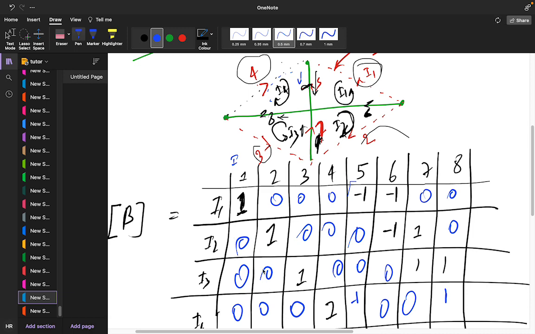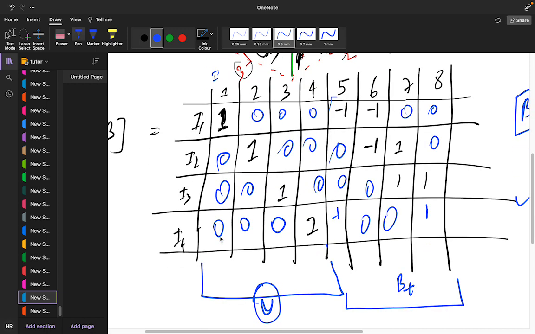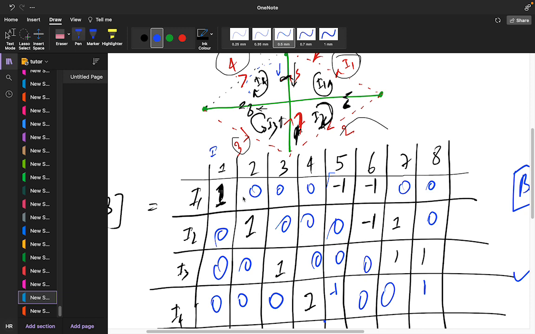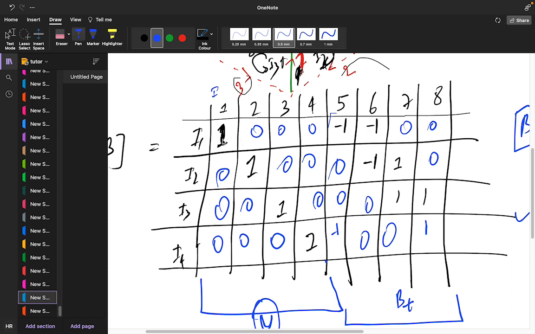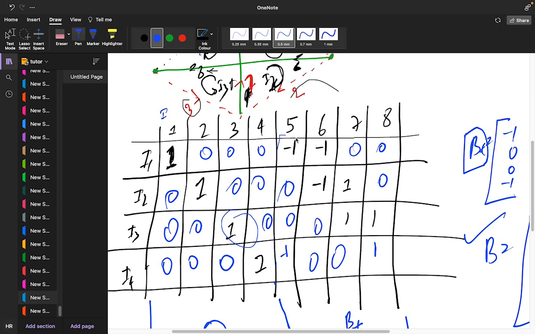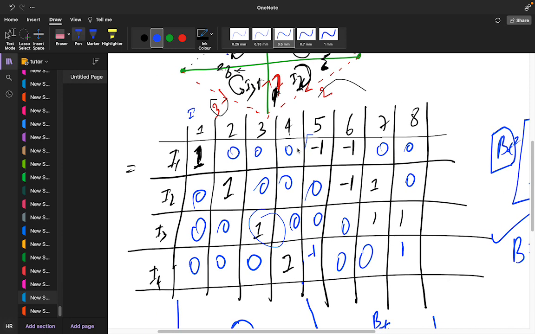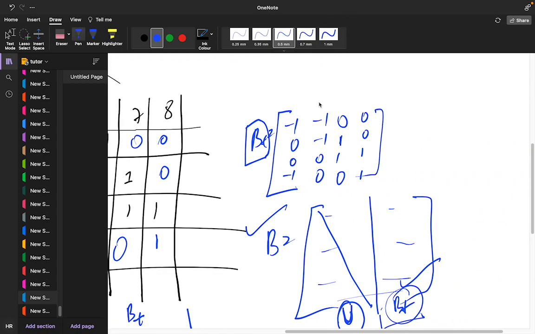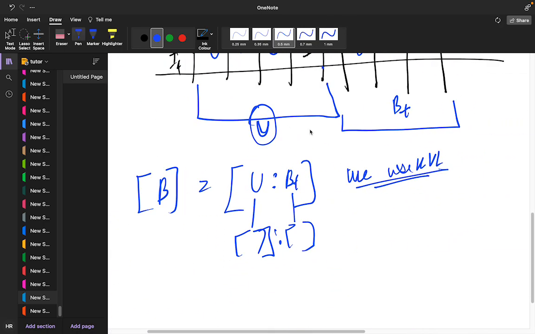So it's up to you how you are representing it, in which row you are getting the links. So in row 1 we are getting the link in I1 branches, in I2 branches we are getting the links, in the third row I3, and in I4, the fourth. So we assume like this, and this is whether it's supporting or opposing. The rest of all is known as BT, and the whole of this is known as your Tieset matrix, and this Tieset matrix is used for KVL.